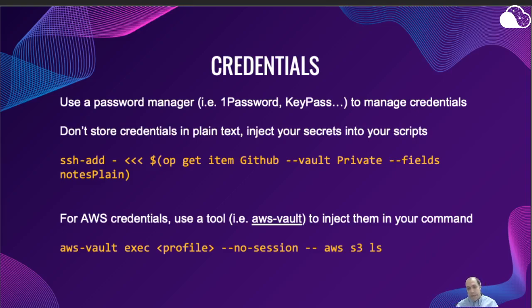So if you're using 1Password, for example, they have a great CLI tool that you can use. So no need to save the GitHub SSH key, for example, in a file. You can add it dynamically to your SSH agent, and this is an example of how you can run this command to dynamically extract it from your vault and inject it in your SSH agent. And the same thing for the AWS credentials, using another tool called AWS Vault. You don't need to save those credentials in plain text. You can just inject them into your command.